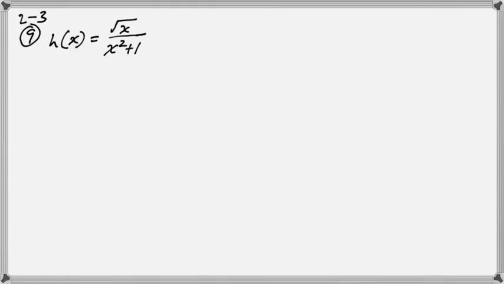Okay, I'm going to work some problems from the 2-3 homework in calculus. These are mainly product rules and quotient rules. This is a quotient. You think of it as u over v. And its derivative will be vu prime minus uv prime, all divided by v squared.